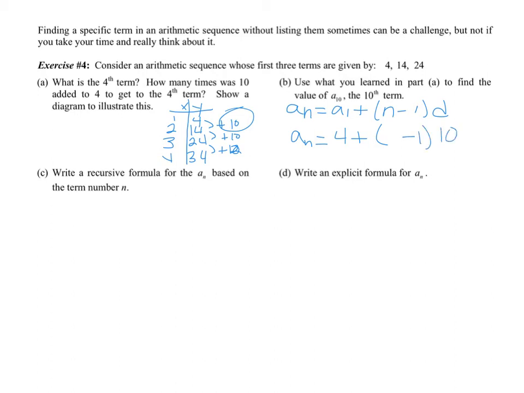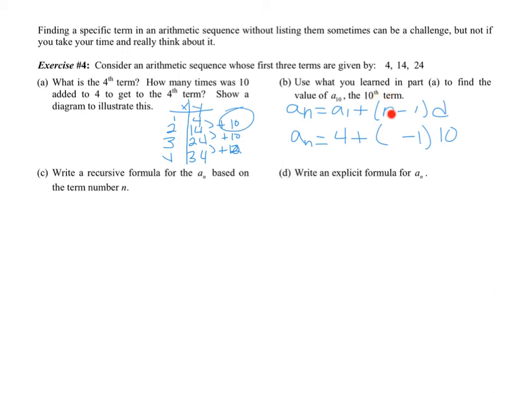times 10. So I want to just make sure that you notice that my a sub 1, my 4, is going in first. My plus sign, that is part of the formula. N minus 1 is part of my formula. Times d, which is 10, because I'm increasing it each time by 10. In this case, the question's asking me what is the 10th term.